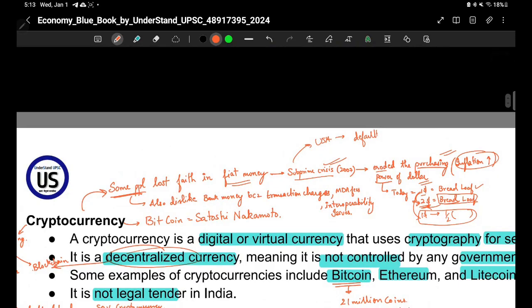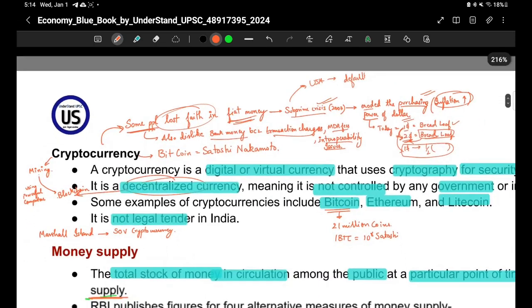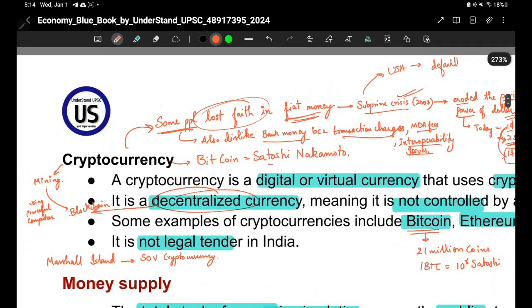So this is why people lost faith in fiat money, and they also disliked bank money because for doing transactions there were transaction charges, and there were MDR fees for the merchant, and there were interoperability issues like QR codes. There was a separate QR code for Paytm, a separate QR code for Google Pay. All these issues people didn't like. This way, there is one person called Satoshi Nakamoto. He invented a cryptocurrency called Bitcoin.